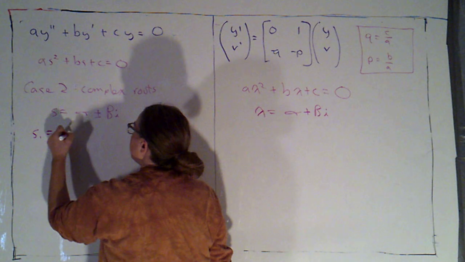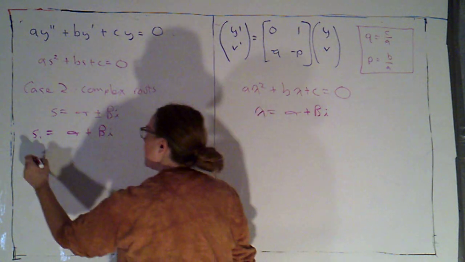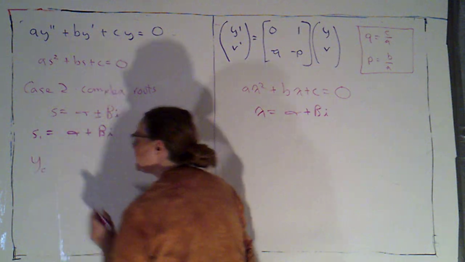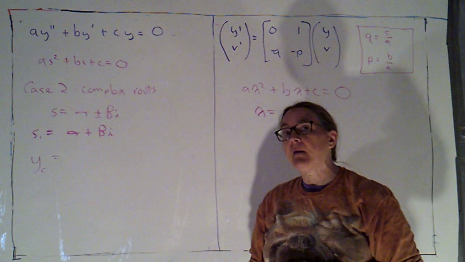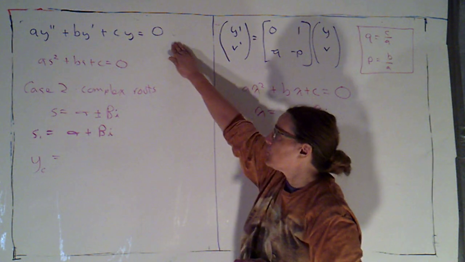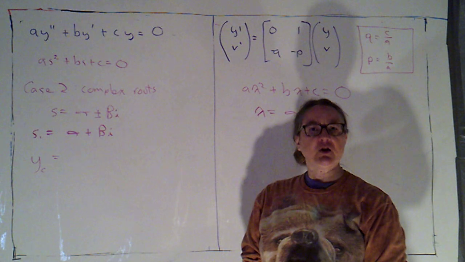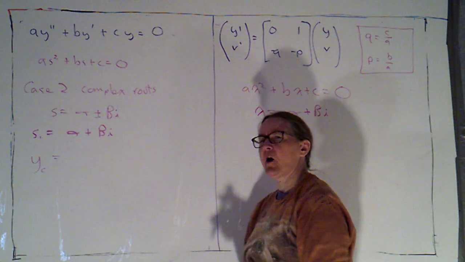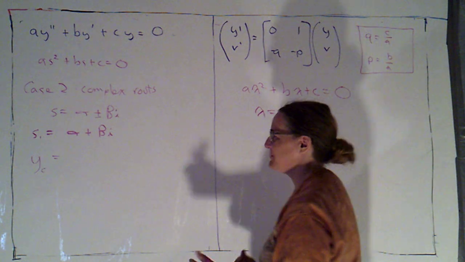Okay. So what I'm going to do is pick one of them. I'm going to pick s1 equals alpha plus beta i. And then I know that y sub c, now I'm just putting a c there to indicate that this is a complex solution to this real differential equation. Not necessary to do that, but I want to reserve the name y for my general real valued solution. So I'm going to call this one y sub c.